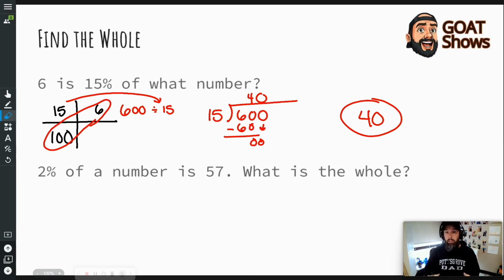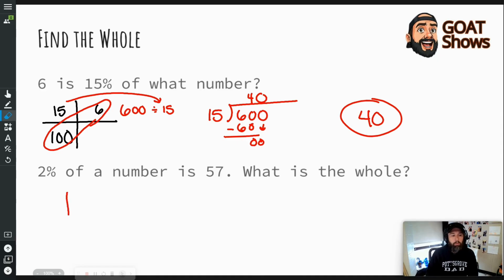So as you can see, these problems are very similar to what we did before. And if you think about it, 15%, not a really big percent, a very small percent. If you're looking at your phone and you see 15% left, you're like, uh-oh, it's going to die pretty soon. So 6 is a small chunk of 40. So all of this makes sense. Now, 2% is a very small chunk. If you looked at your phone and saw 2%, you're like, it's going to die any minute now. Well, 2% is 57. So if 2% is a big number like 57, that whole thing is going to be huge. So let's do the math behind this one.